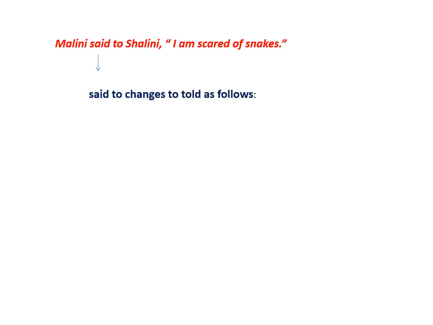Let's see a few more examples, but with a small twist. Malini said to Shalini, "I am scared of snakes." Now the difference between this sentence and the first example on Ram is that here there are two speakers, Malini and Shalini, and we have said to. In the previous example, we learned that said changes to said that. Now said to changes to told. So: Malini told Shalini that she was scared of snakes. The rules remain the same here. The only thing is said to changes to told.